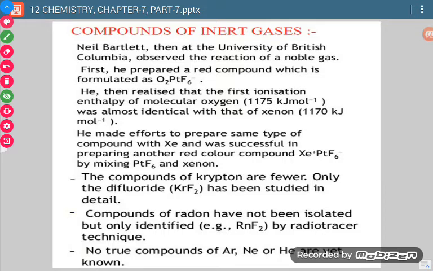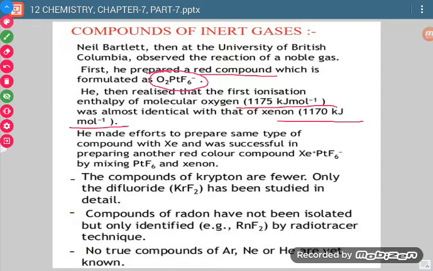One scientist named Neil Bartlett, at the University of British Columbia, observed the reaction of a noble gas. Firstly, he prepared a red compound which is formulated as O2PtF6. He then realized that the first ionization enthalpy of molecular oxygen was almost the same as that of xenon. So xenon and oxygen had almost the same first ionization enthalpy value.